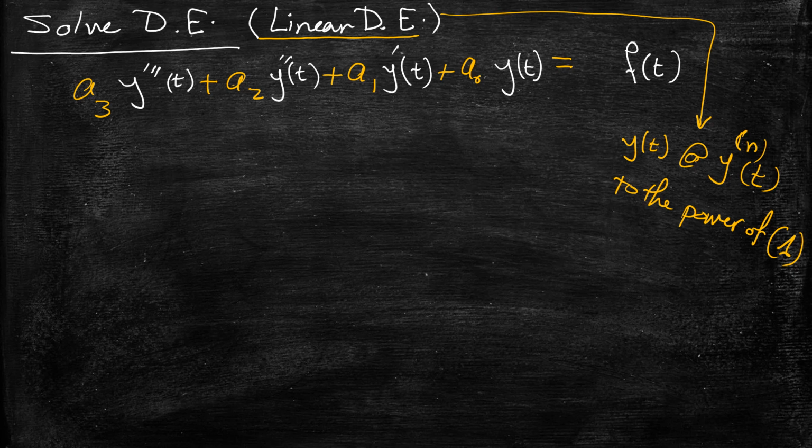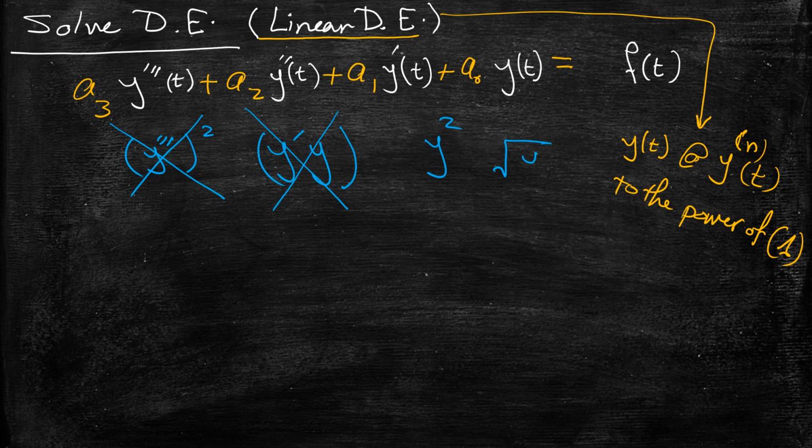But again, if we find anything in terms of y triple dash squared, this is nonlinear, so the Laplace transform is not applicable. If we have something in the form of y dash multiplied by y, this term also makes the equation nonlinear. If we have terms like y squared or the root of y, all these terms make the equation not a linear differential equation. So if we have a linear differential equation, our steps will be straightforward.